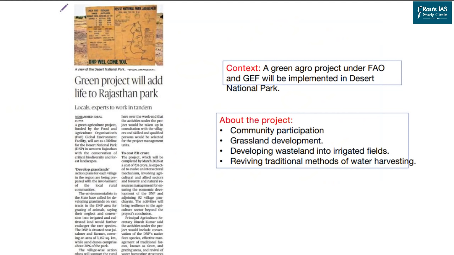This article appeared on page 5 of the Delhi edition of The Hindu newspaper, which talks about a new green project which is going to be implemented in Rajasthan's park. And this park is the Desert National Park, situated in the western part of Rajasthan. Now, this green agro project is going to be funded by FAO, that is Food and Agriculture Organization, and Global Environment Facility.